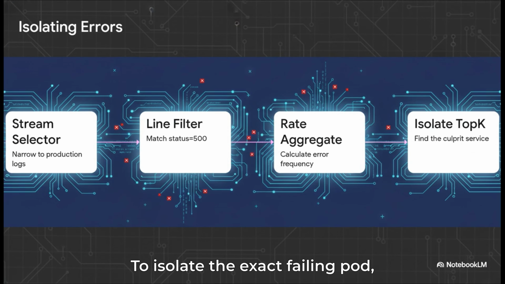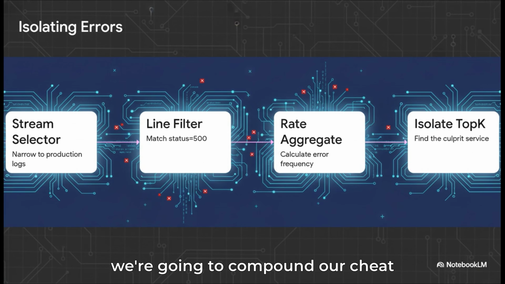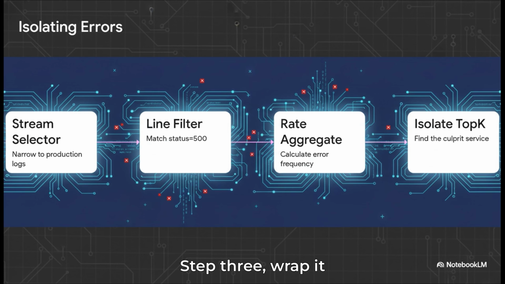To isolate the exact failing pod, we're going to compound our cheat sheet patterns methodically. Step 1, write the stream selector. Step 2, add a line filter. Step 3, wrap it in a rate aggregation. And Step 4, isolate the culprit with TopK. Let's actually execute this play.